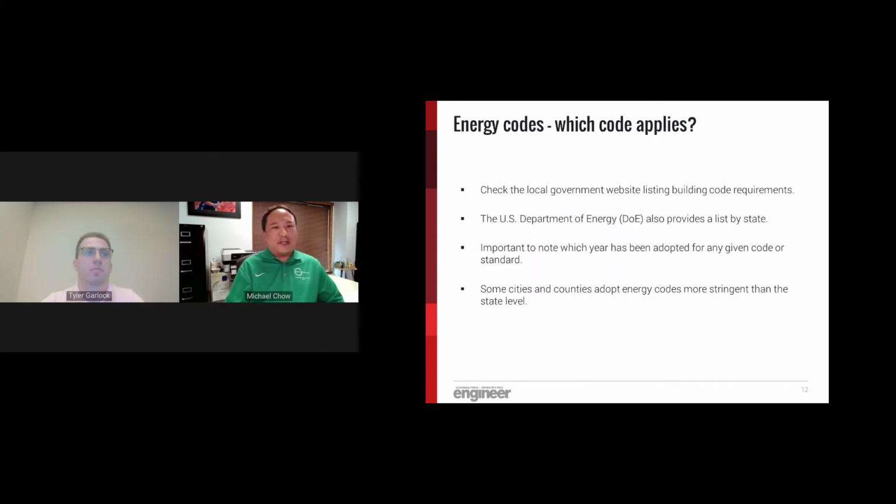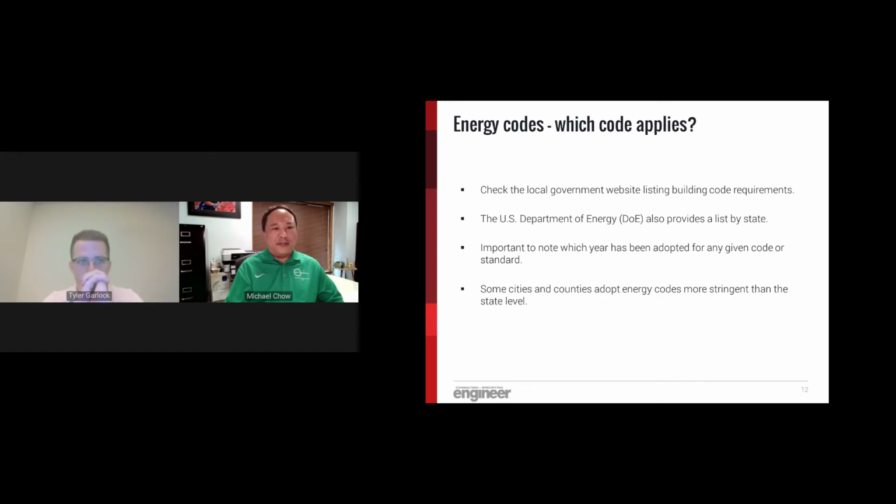So next we'll talk about energy codes, which codes apply. And a good starting point would be to check with the local government website or call the building department and find out the requirements. Specifically what energy code, if it's ASHRAE or if it's IECC or something else. The U.S. Department of Energy has a website that provides an overview of what's required for each state. And that website is energycodes.gov.